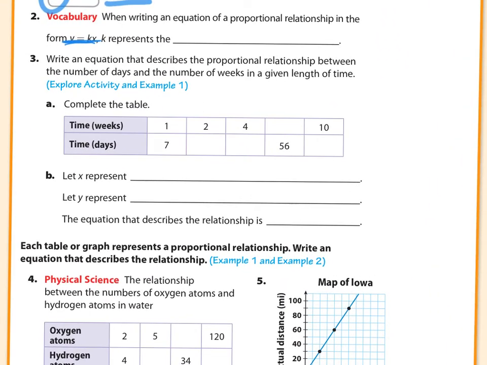Now it says here, write an equation that describes the proportional relationship between the number of days and the number of weeks. The first thing we have to do is decide what x is going to represent. Do you want x to be the weeks or the days? The weeks. Okay, weeks will be x, and days will then be y. So if we want the equation, remember the equation is always done in y equals kx format. And how do we solve for k? Does anybody remember?